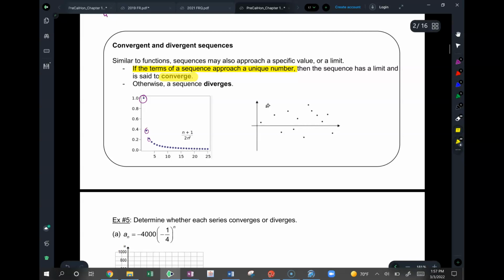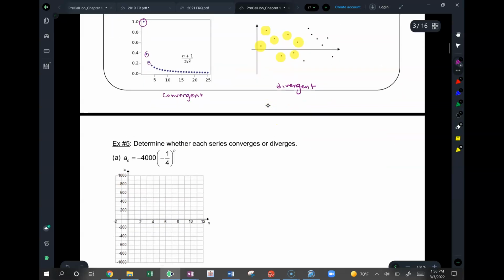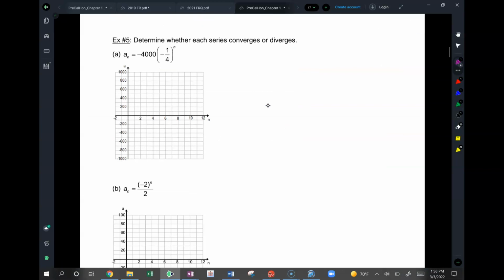However, take a look at this next one. The first term is here, then this, then this, then this, then this. But do you see, the further down you go, there does not seem to be a trend for all of those values to approach a specific number? We say that in that case, a sequence diverges. So this one converges, it's convergent, and the other one is divergent. Okay? Now, let's see if each of these examples converges or diverges.